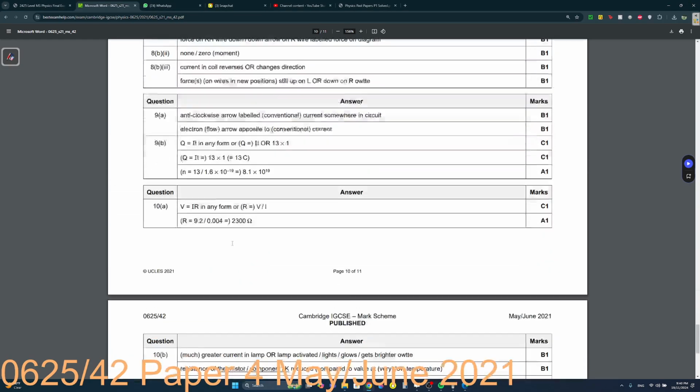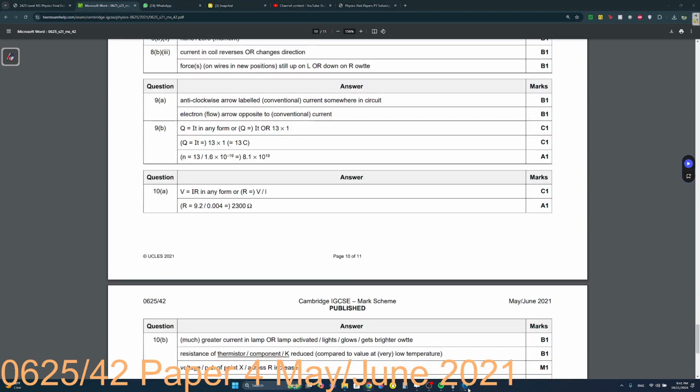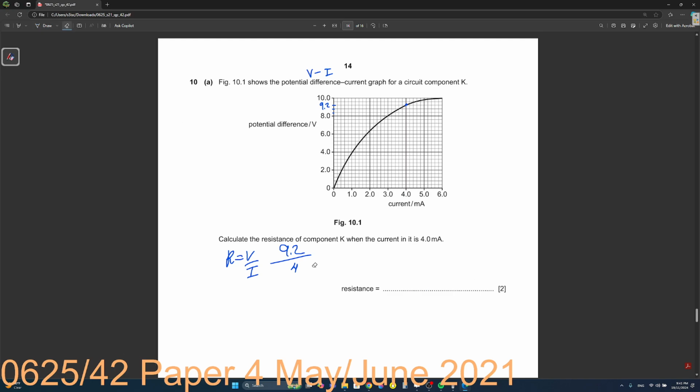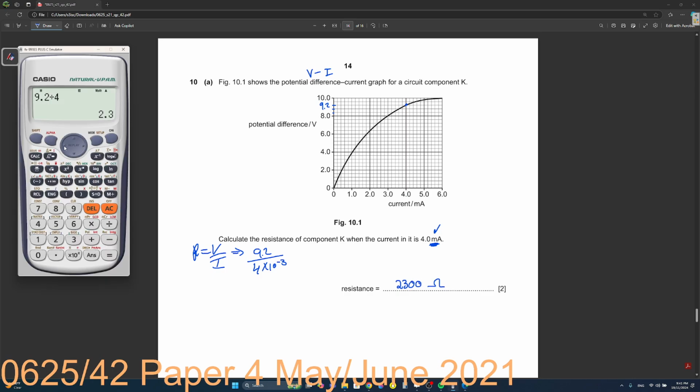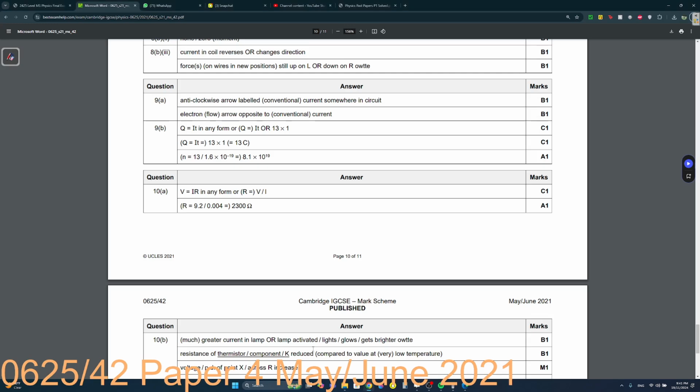Okay, let's see. Question 10. Sorry, it's the same thing, but I didn't realize that they said milliampere. Okay, milliampere. Please pay attention to the units, guys, especially if you're doing externals. It would suck to get this wrong. The voltage is 9.2 and the current is 4 times 10 to the negative 3. So you're 2.3, so my answer should be 2300. If you divide these, 9.2 divided by 4 times 10 to the minus 3, 2300 ohm. You need to put the unit.